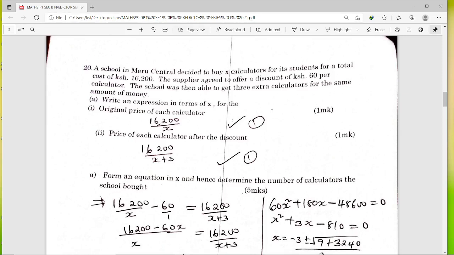Remember, there were X calculators and the cost was 16,200 for all of them. So each calculator was costing 16,200 divided by X. That is the original price, you get 1 mark. Price for each calculator after the discount. Remember, there were 3 more calculators. So that means after the discount, the price of each calculator became 16,200, because that is the amount he had, all over X plus 3, the 3 extra calculators. So that is the amount he now paid for each calculator after the discount.